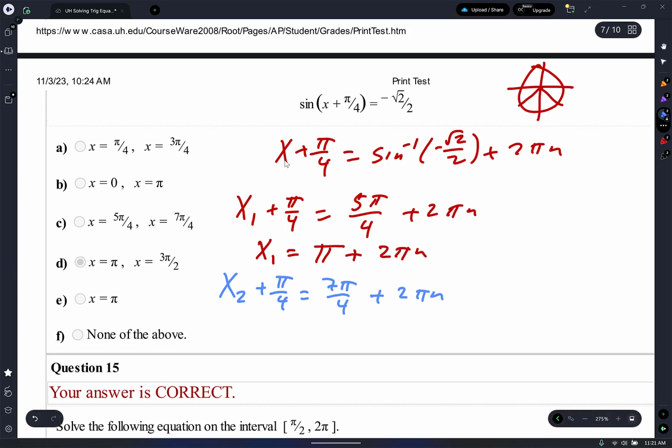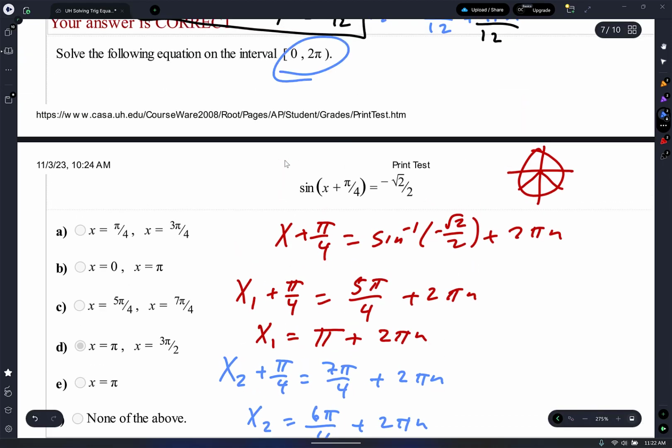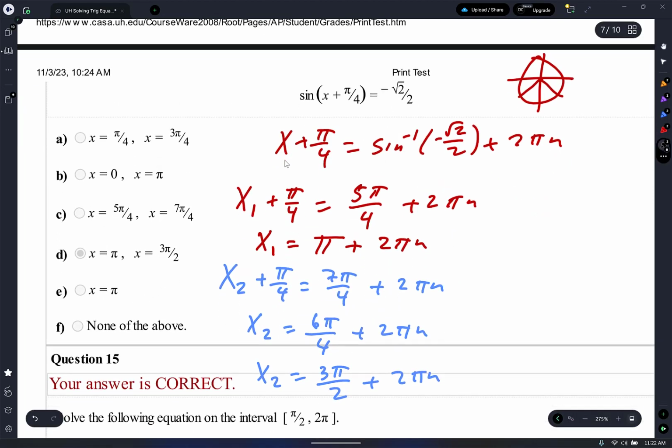And then I'm going to go back to the sky blue. x2 equals, I'm subtracting, 7 pi over 4 minus pi over 4 is 6 pi over 4. So I'll write that down first. And then I know that 6 pi over 4 reduces, they're both even, to 3 pi over 2. All right, they want all the answers between 0 and 2 pi, so I'm not going to add 2 pi to them. So my answer has to be pi and 3 pi over 2.